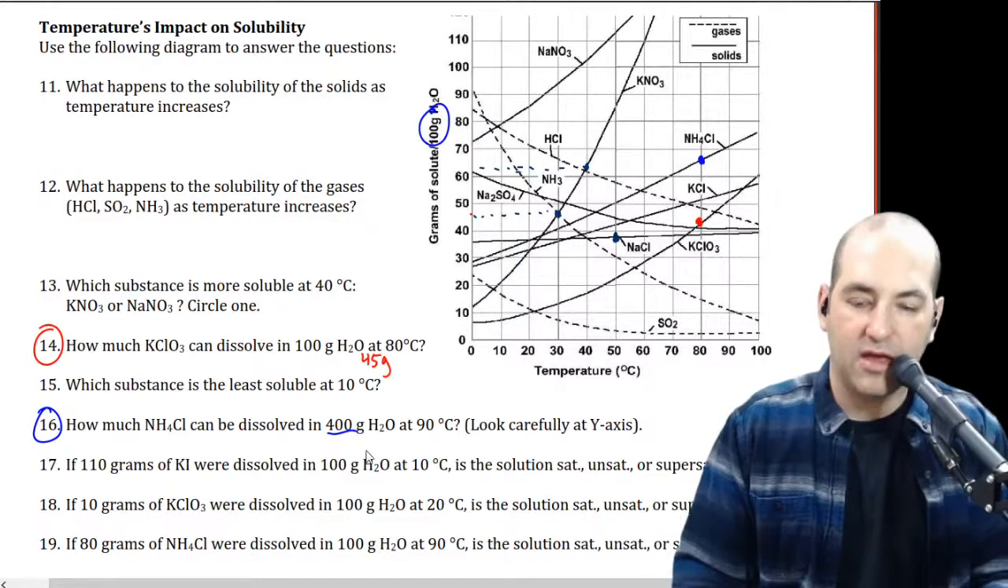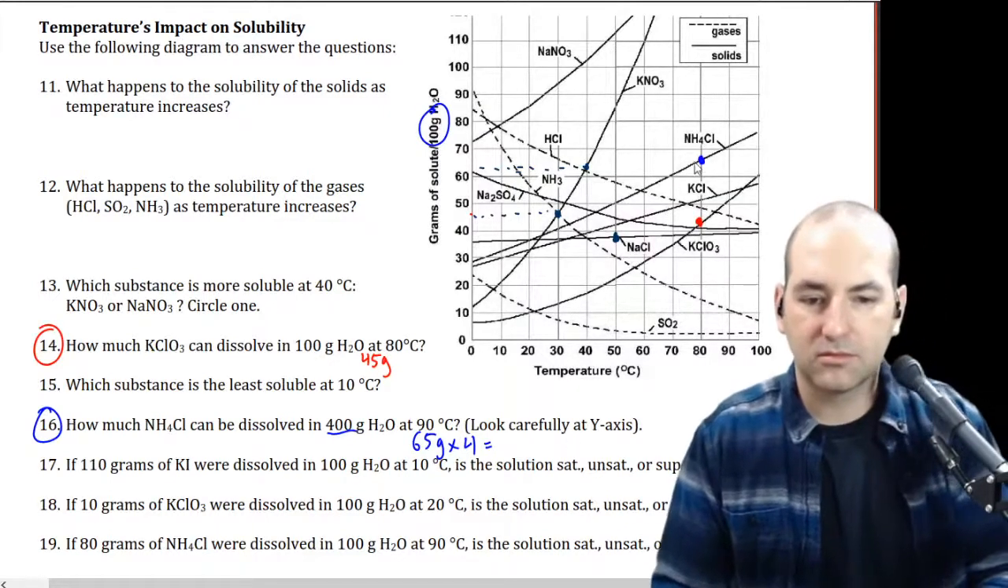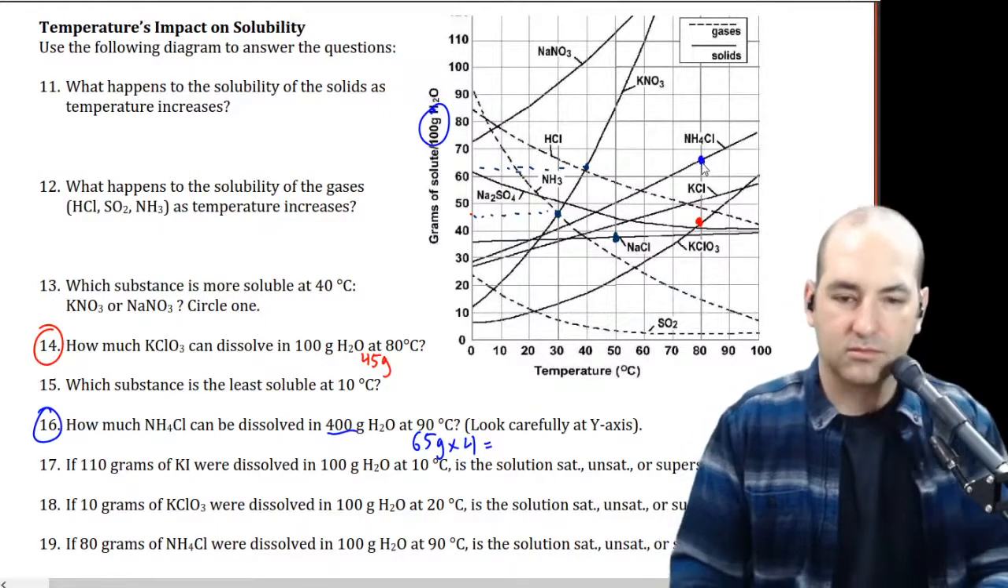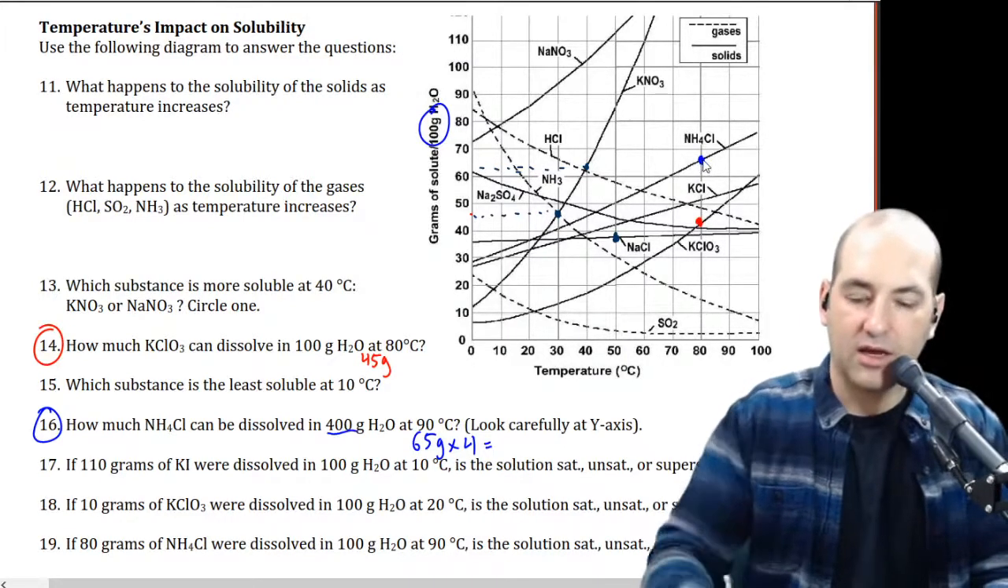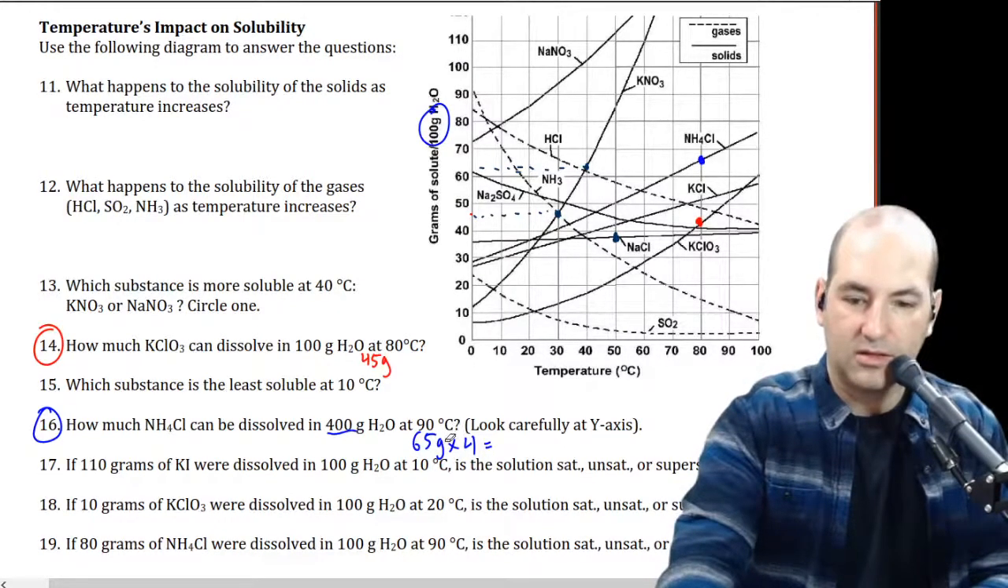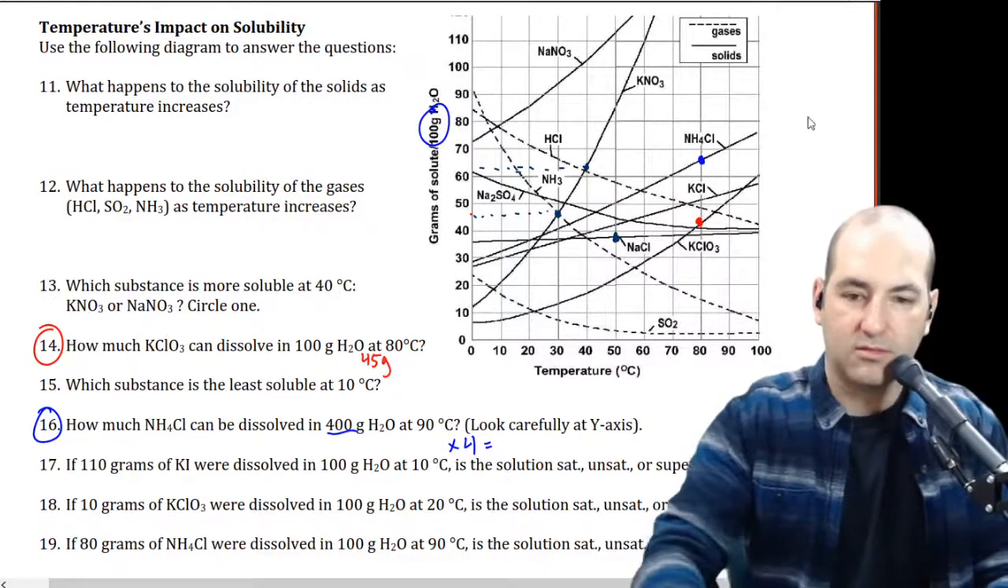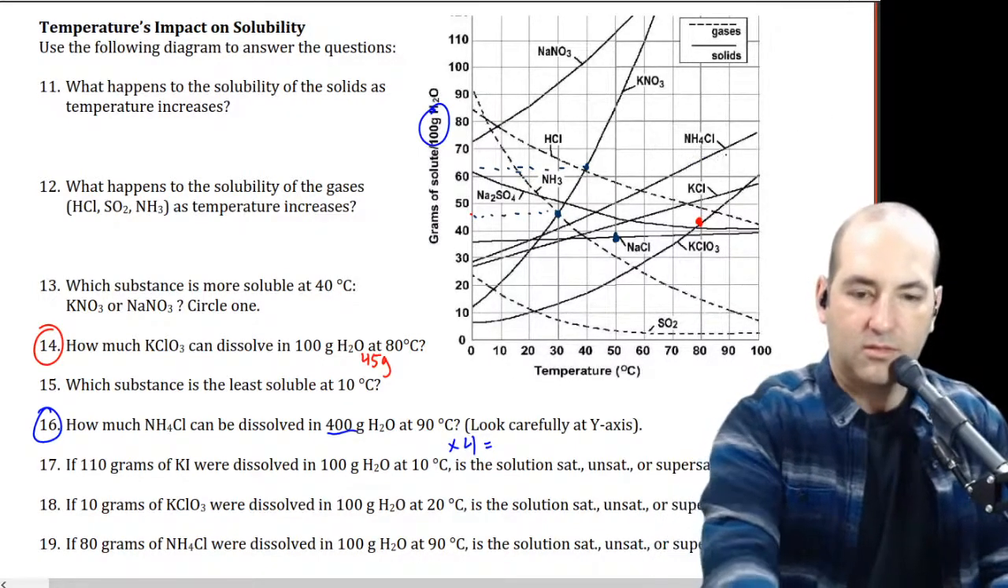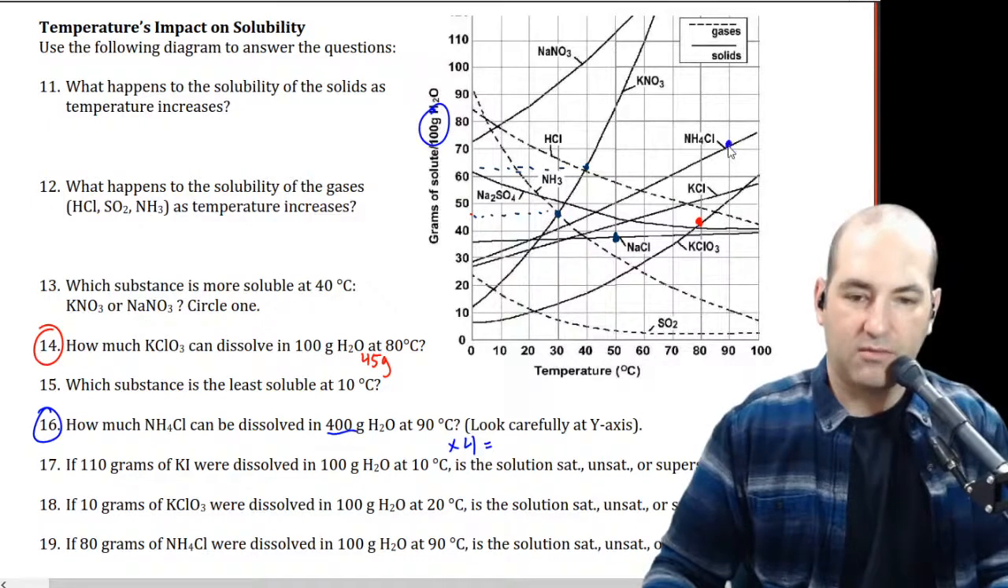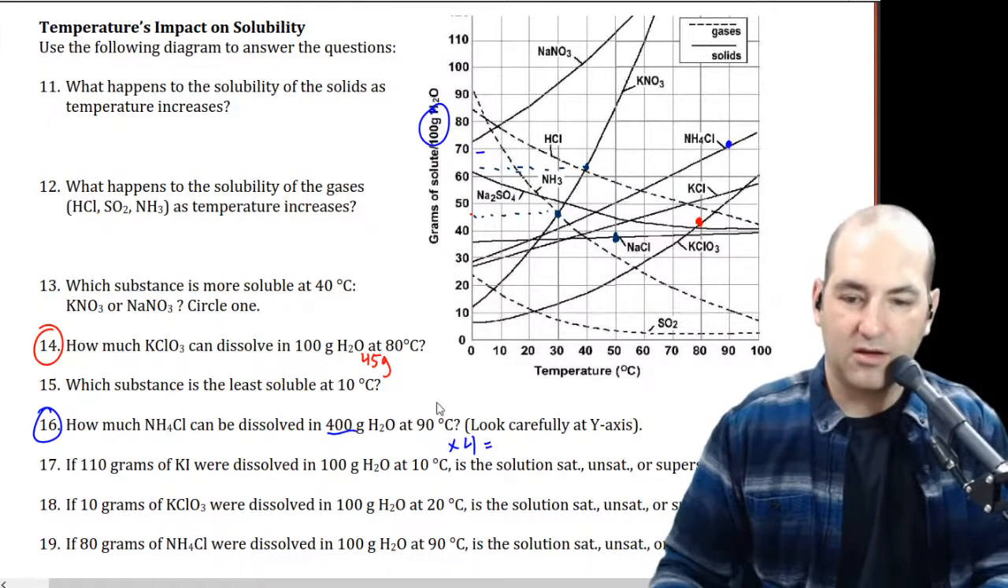So to get 400 grams, we have to multiply that by 4. So if we call that 65 grams, we have to multiply that by 4 to get the actual. Oh, I'm at 80 instead of 90. Sorry. Thank you, Alyssa. Yes. So 90 would be here. I'm not reading my question, which is just over 70. So let's call that 71.